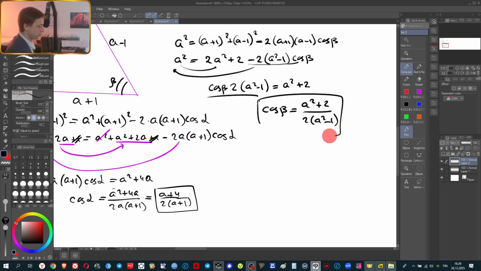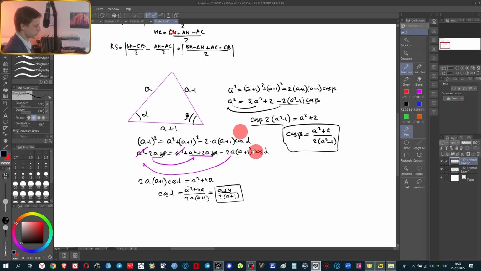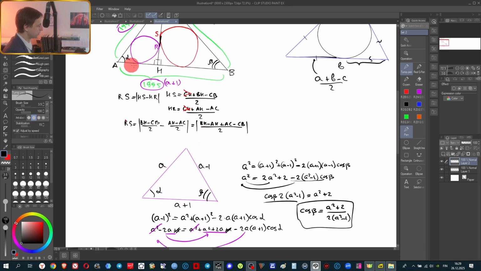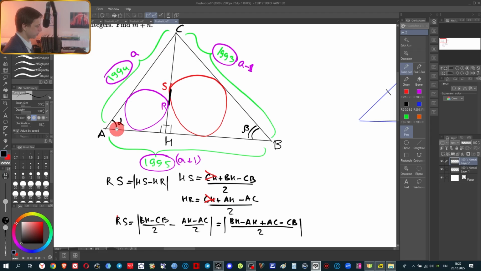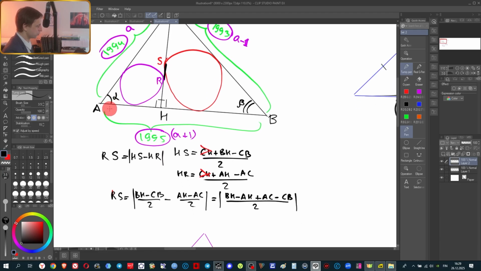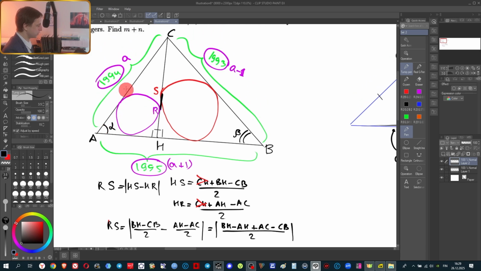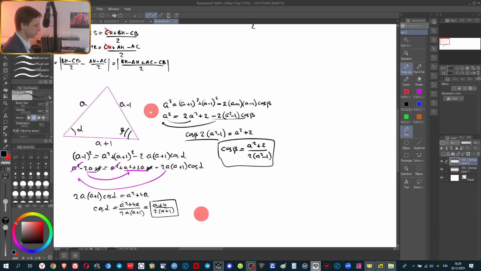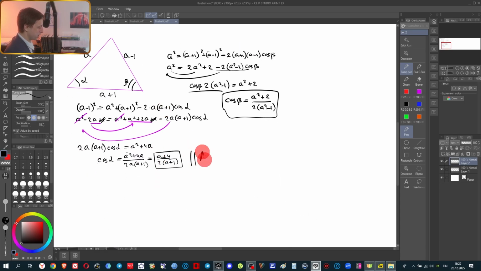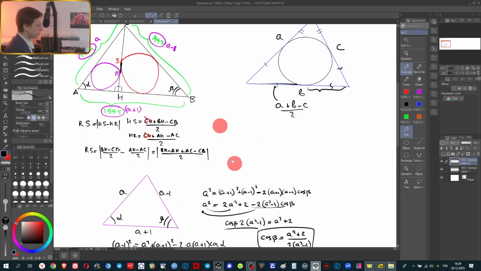And now it's very important that we can use, for example, cosine alpha to find AH. It's very important for us to use it right away. So AH equals A times cosine alpha. So let's write it like this. A times cosine alpha is AH. So AH equals A times this one. It will be A plus 4 over 2A plus 1. Perfect.